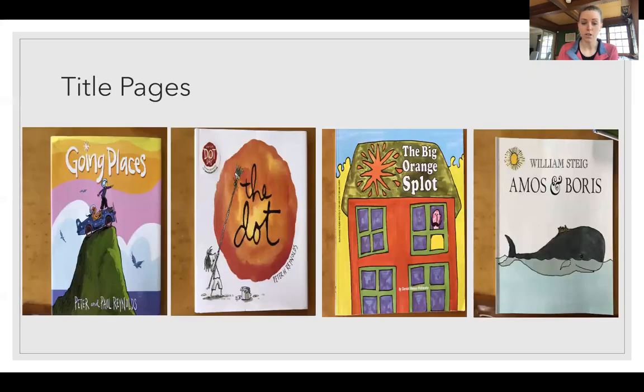So the first thing I wanted to show you were titles. So you guys probably all remember these stories: Going Places, The Dot, The Big Orange Spot, and Amos and Boris. And these were all part of the study that we were doing that we read together. So notice on the title pages, and when you do your book, you can do the same thing. Some of the authors wrote the titles at the top with the picture underneath. Some of the authors wrote the title in the middle, but however they did it, they made sure it was really clear that people knew what the title was.